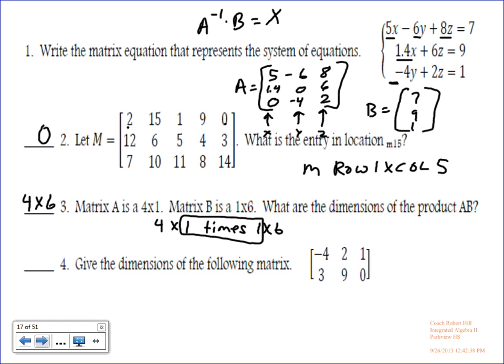Question number 2, I'm trying to get this right. Give the dimensions of the following matrix. What comes first? 2 rows, 3 columns. Another one, I'm just trying to say it here, get it right.